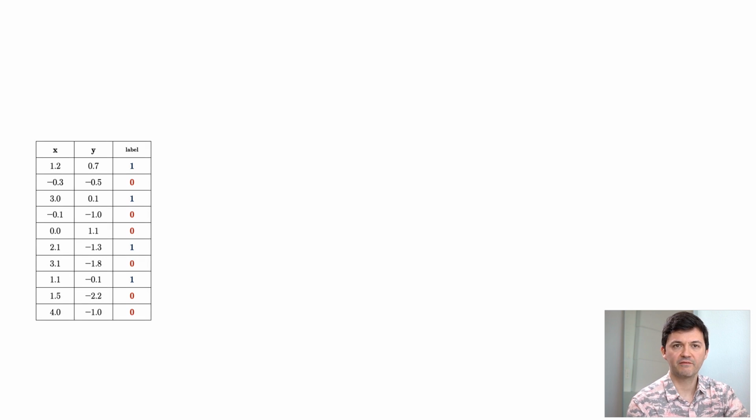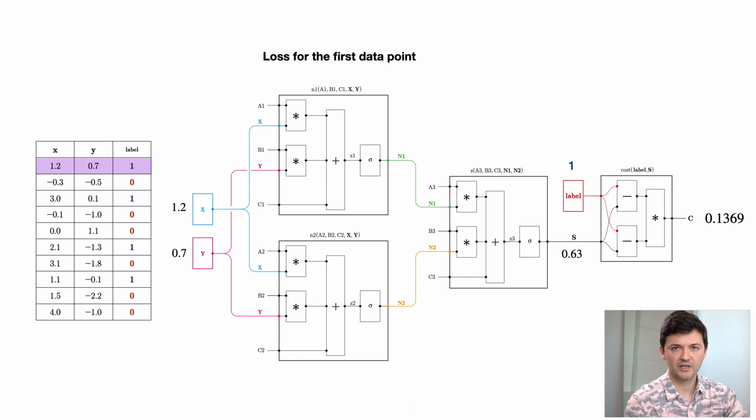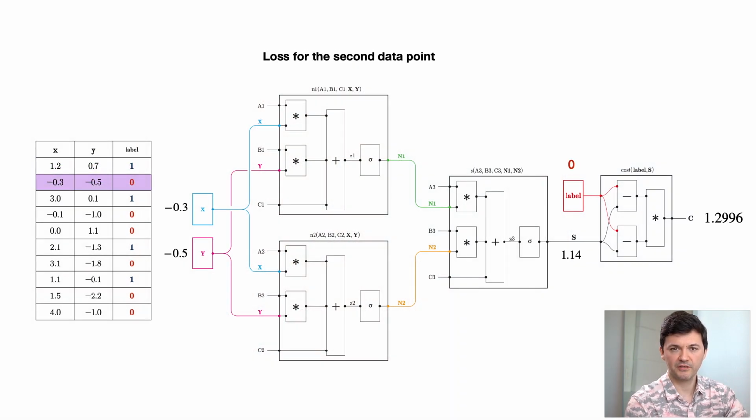So first, let's visualize what we have implemented. We have a data set and we have a neural network. So when we plug our first data point into the appropriate outlets, we get the output. In this case, the output is 0.1369. And this number represents the cost for the first data point. When we plug the second data point in the appropriate outlets, we get the output, which is, for example, 1.2996. And this would be the cost for the second data point.